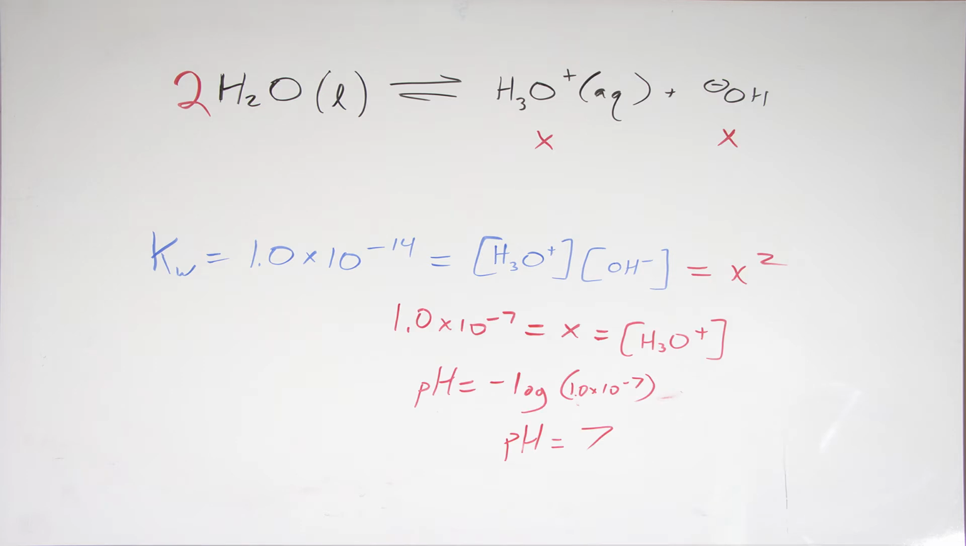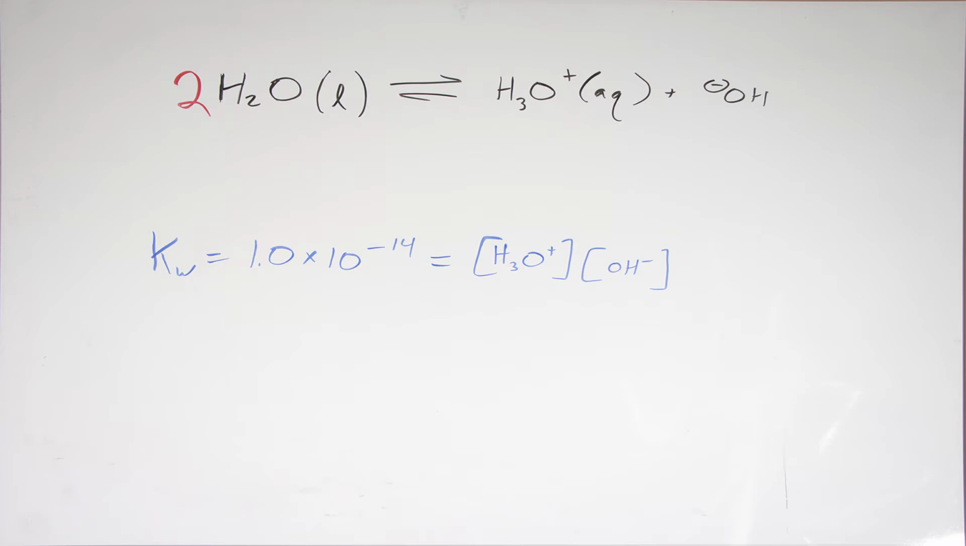So Kw is going to simplify down to x squared, which gives us the solution x as 1.0 times 10 to the minus 7 molar. For our purposes, that's the hydronium concentration that we normally care about, which means our pH is, surprise, surprise, 7, which you knew is the pH for water all along. But this is how that number came about. All right, well, technically, the hydroxide concentration is exactly the same.